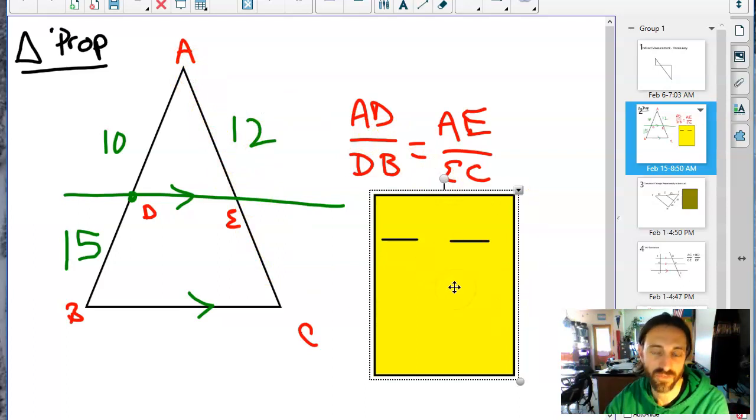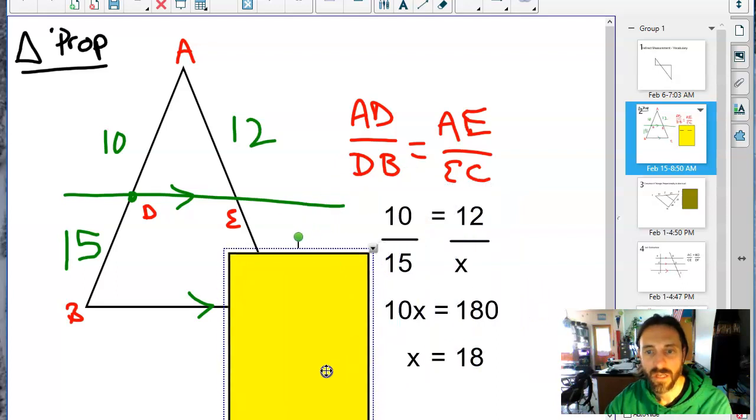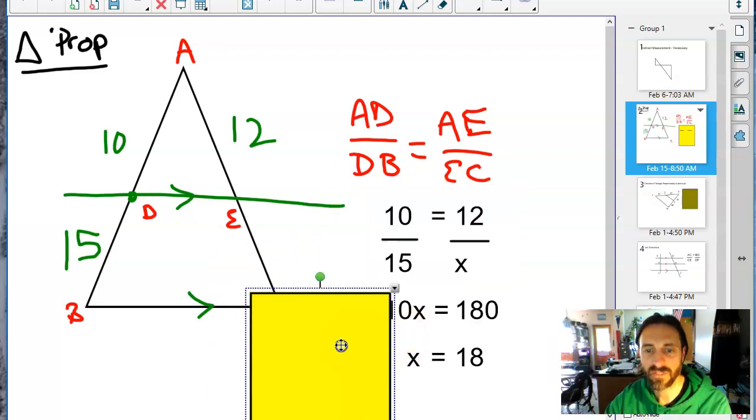I love this little icon I was trying to make. Kind of looks like a sleeping square smiley face. But anyway, so what we're saying is set up a proportion. 10 over 15. Oh, you know what? Let me just delete it.